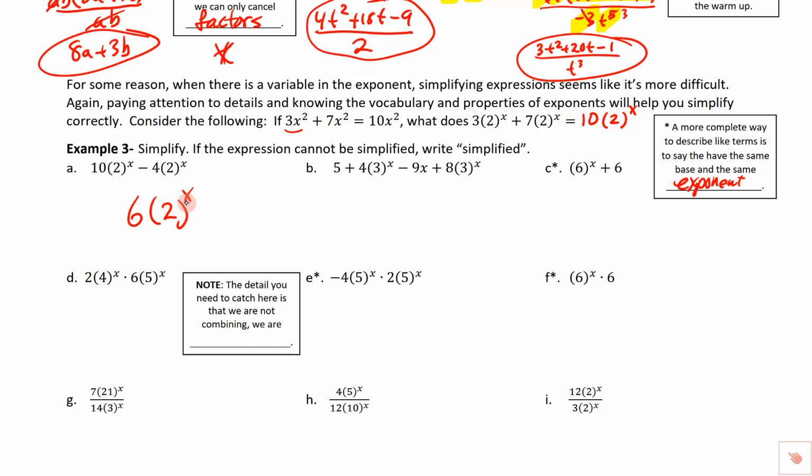Okay? Now, there are times where you'll see things written this way. Occasionally, you'll see this written as 6 times 2 to the x, and the x will be in parentheses. Remember, this is just the power property at work here. We can write it either way, so either one is fine.